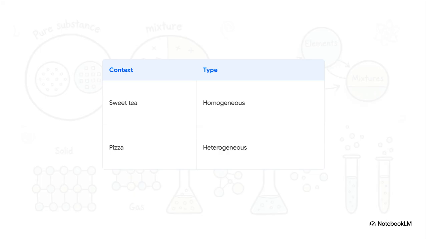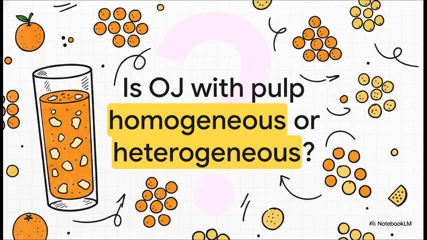On the other hand, think about a big slice of pizza. Its classification is heterogeneous because you can easily see and pick off the pepperoni, the cheese, the crust, and the peppers separately. It has visibly different parts. Pretty straightforward so far, right? But wait, I have a bit of a trick question for you.